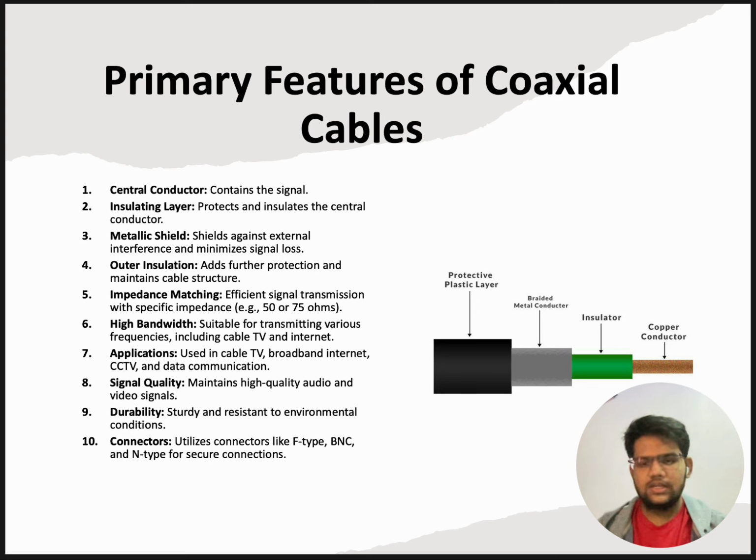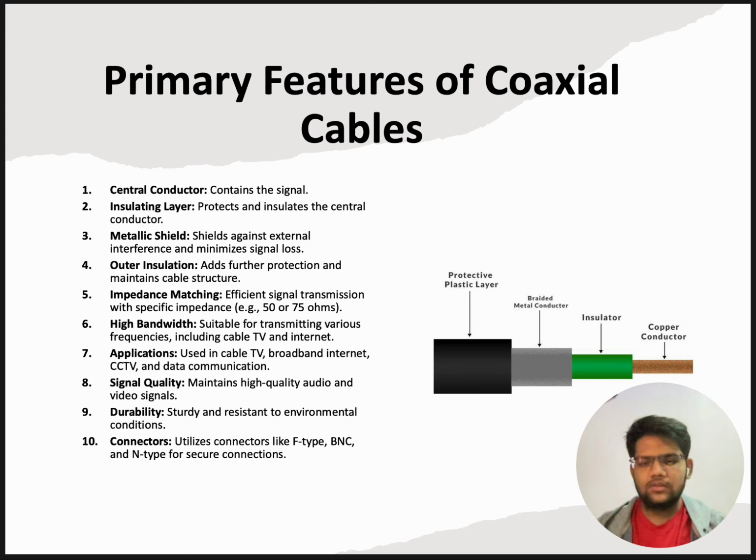Third, metallic shield. The metallic shield is like a suit of armor for the cable. It blocks external interference, ensuring a clean signal inside. Fourth, outer insulation. The outer insulation adds an extra layer of protection. It also helps maintain the cable's physical integrity. Fifth, impedance matching. Coaxial cables are designed with a specific impedance, for example 50 to 75 ohms. This design ensures that signal flows efficiently, reducing reflections.